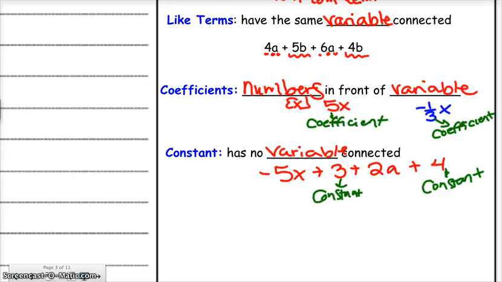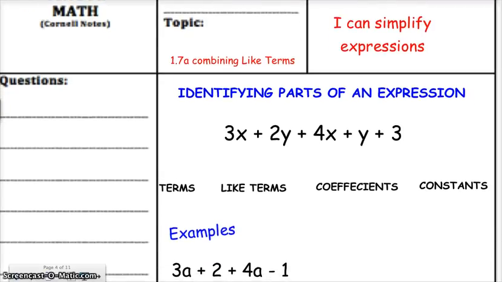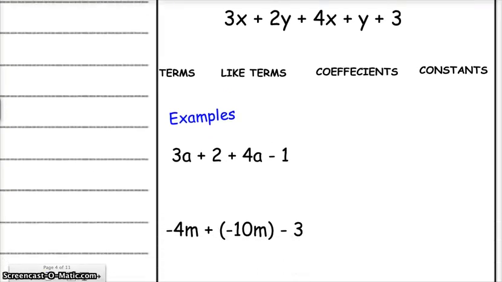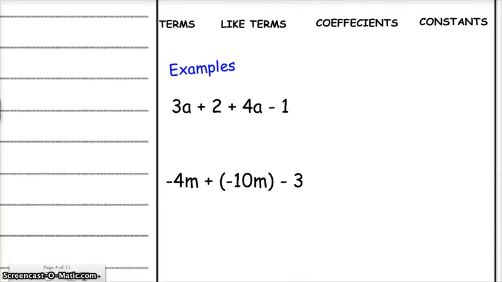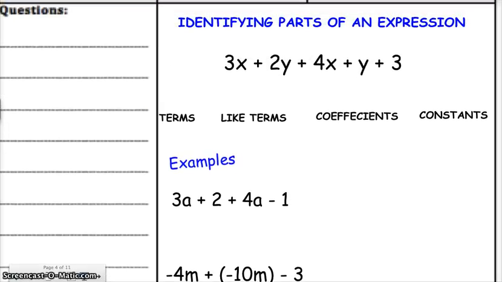Next page is identifying parts of an expression. You will have to do this in your homework. I suggest in your homework you do it similar to how I have it set up here. Make a chart that has terms, like terms, coefficients, and constants, depending on what they're asking for.